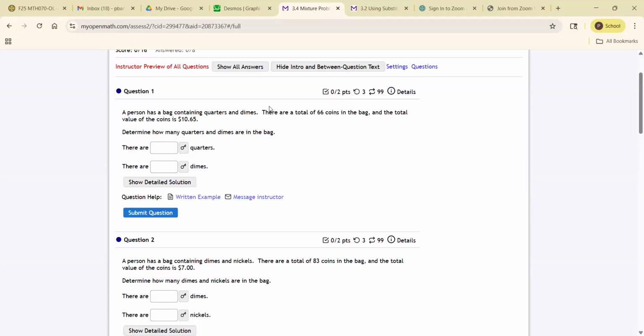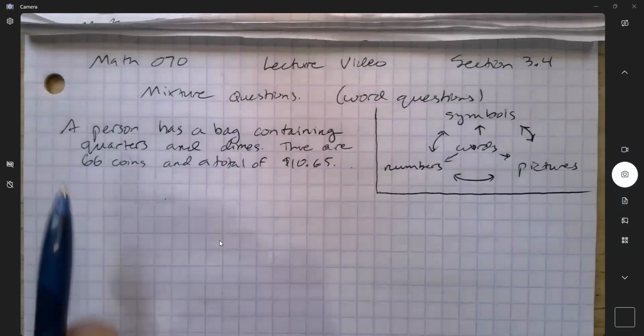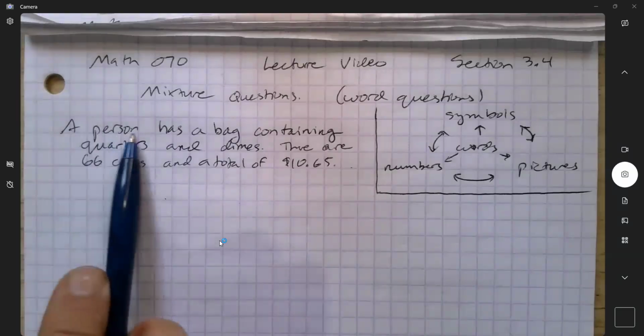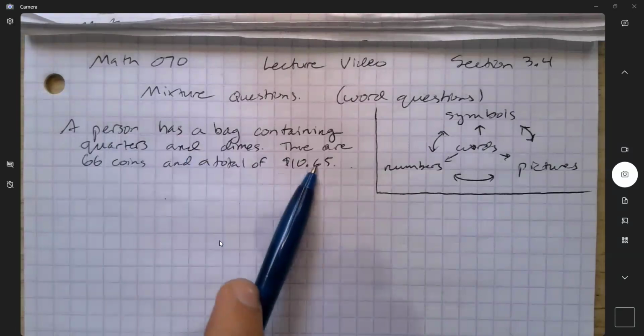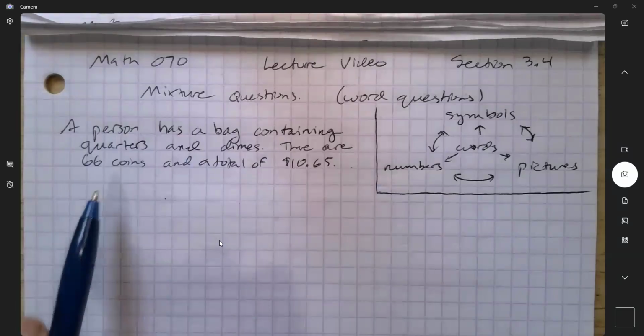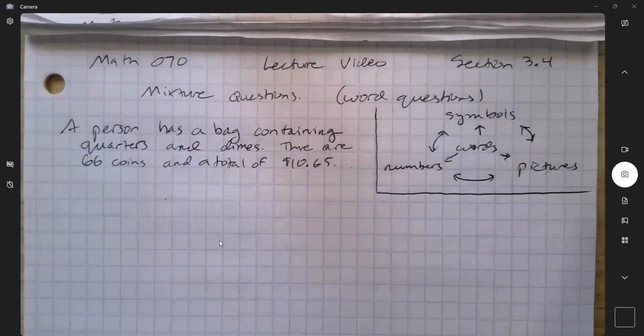So take a quick minute and jot down this information, because I'm going to jump back over to my notepad, and I don't want to write the whole thing again. I could just pause the video and write it down, and so that's what I did. Slightly different wording, but same question. A person has a bag containing quarters and dimes. There are 66 coins and a total of $10.65. So if we're going to approach this, let's approach this using pictures.